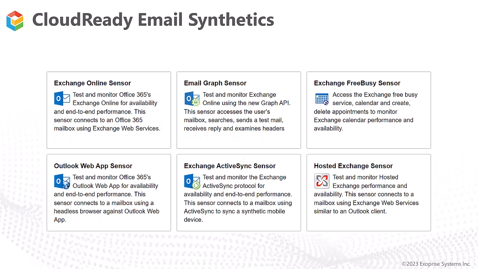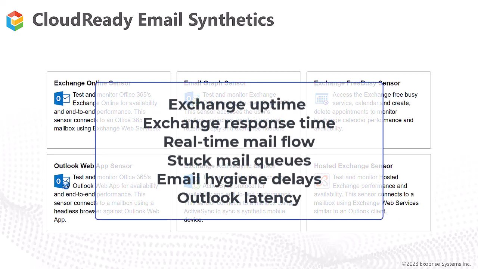Our CloudReady Synthetics will test a wide variety of Exchange-based services with sensors for ActiveSync, FreeBusy, OA, Exchange Online, and the email graph. The email-based sensors will continuously test inbound and outbound mail, catch slowdowns, errors, and outages. When implementing changes to an environment, the sensor will allow you to benchmark the environment pre- and post-changes.